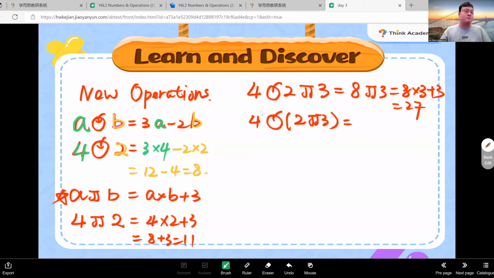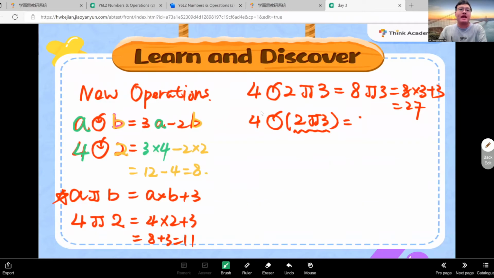But what about this time? What do you get? Is that the same one? Yes or no? Of course not. It's not correct. So let's have a try. You need to get the result in the bracket first. So when you do 2 banana 3, that should be what number?